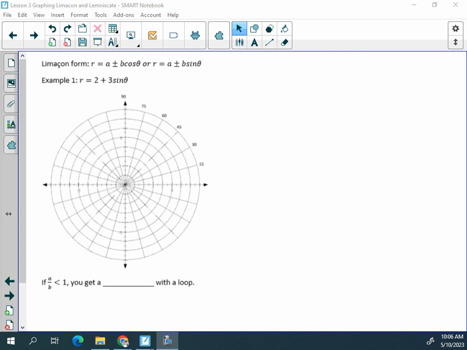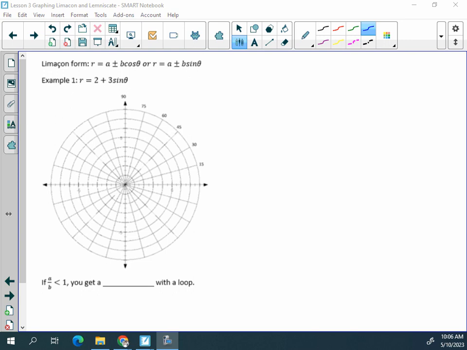Hey everyone, in this video we're going to be continuing to graph different types of polar equations. So the first type we're going to be graphing is a limacon, and there are a few different cases of a limacon. So your limacon form is r equals a plus or minus b cosine of theta, or r equals a plus or minus b sine of theta. So here's our first one. R equals 2 plus 3 sine of theta.